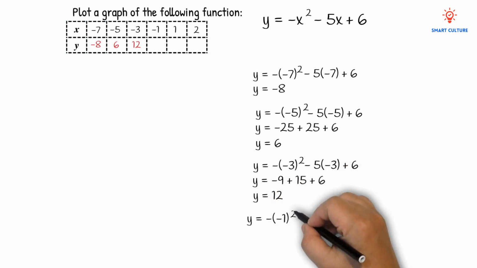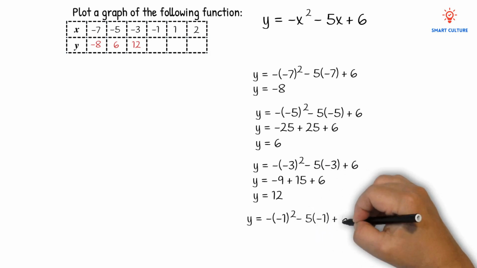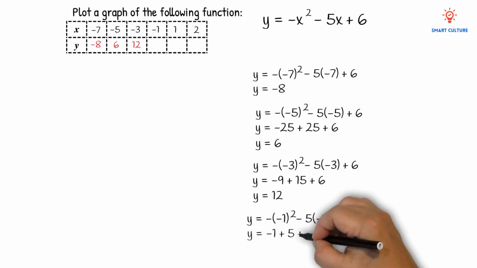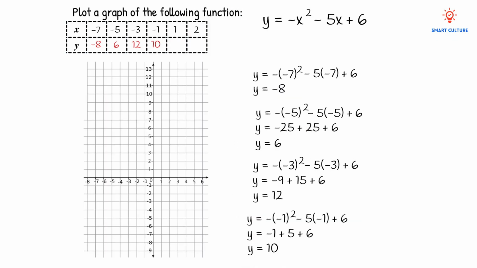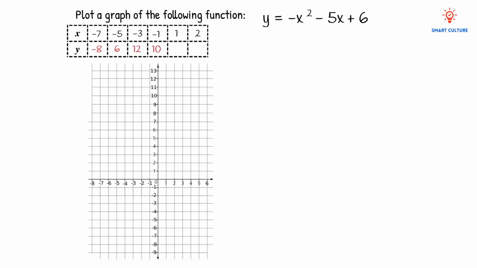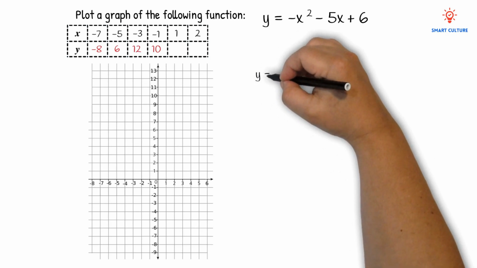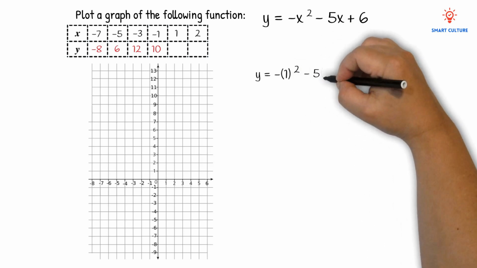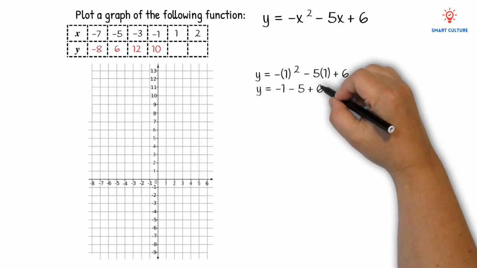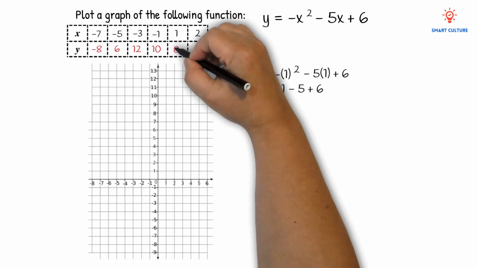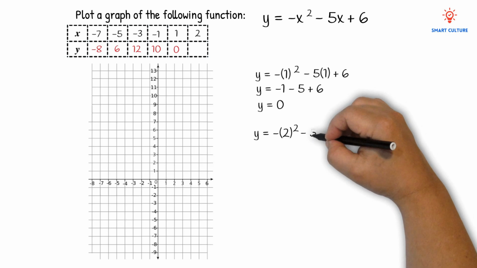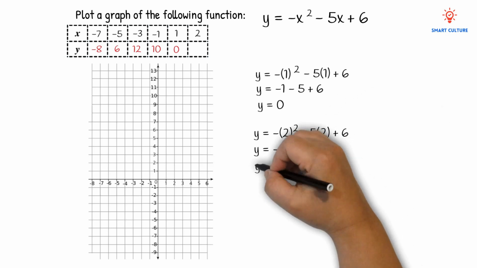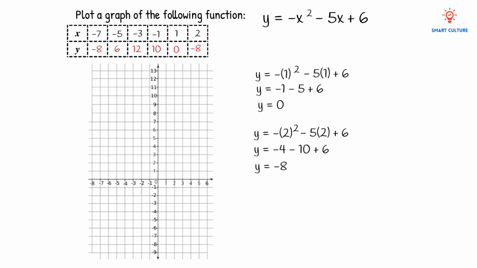The next x value that we will be working with is negative 1. If we substitute this value of negative 1 into the equation, then y will be equal to 10. What about the next value of 1? If we substitute the value of 1 into the equation, then we get a y value of 0. If we substitute a value of 2 into the equation, then we get a y value of negative 8. So now that we have all these x and y values, we can plot the points.